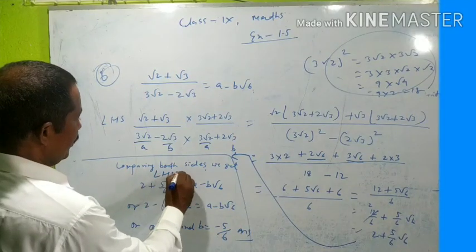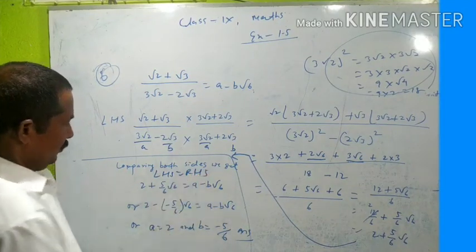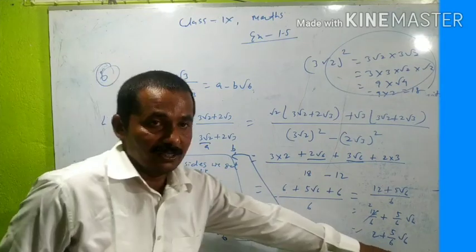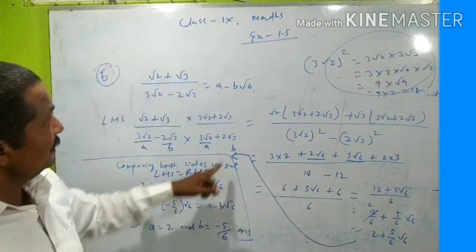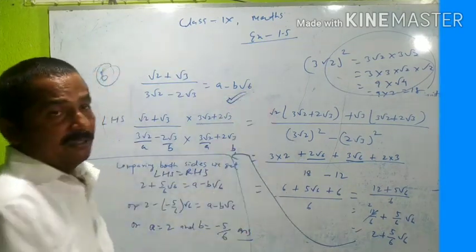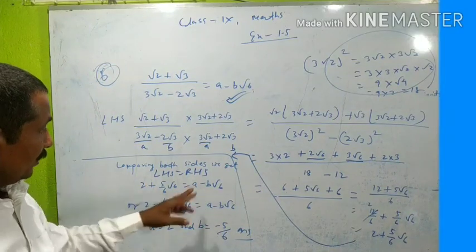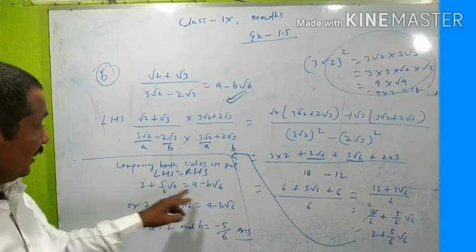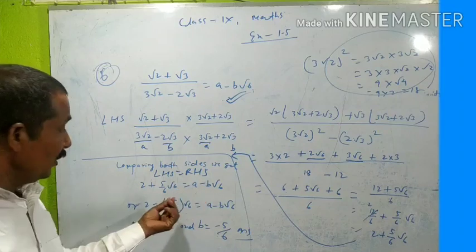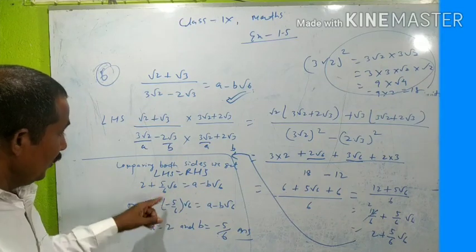LHS is equal to RHS. This is LHS, the solved result now. RHS is this part, which is given here. I have written it here. But keep one thing in mind: here is plus, here is minus. So I am going to rearrange this part now. Look here at how to rearrange.